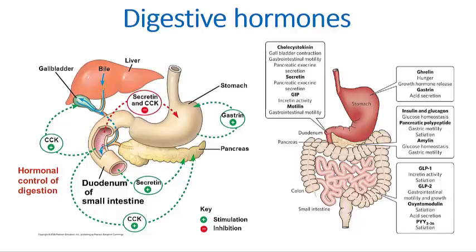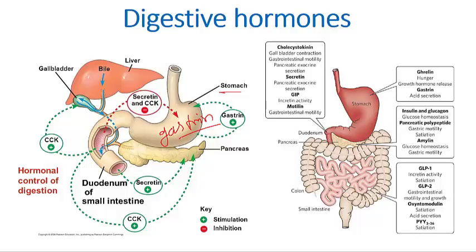Now, if you look at the digestive hormones, the hormones secreted by the stomach as well as the hormones secreted by the small intestine. Among the hormones secreted by the stomach, the cell lining in the stomach secretes a peptide hormone known as gastrin. We already talked about the hormones related to the digestive tract in our digestive system videos. I recommend you watch that.